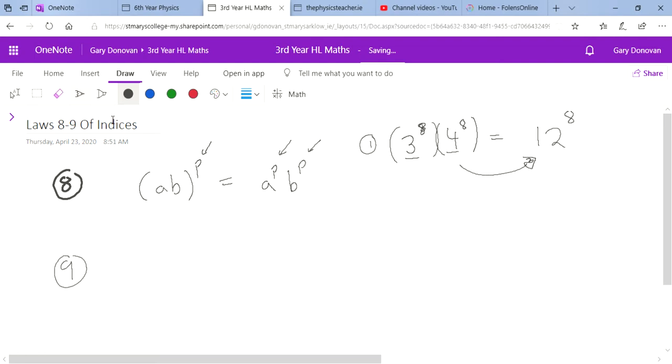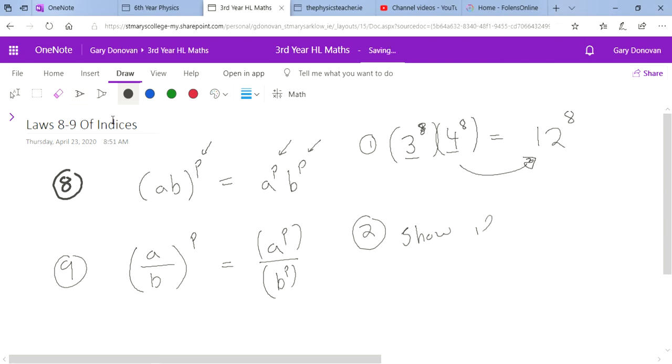Law of indices 9 then is any number a divided by any number b to the power of p is the same as a to the power of p divided by b to the power of p. So again, it's just another way of writing kind of the same equation. So they might ask you to show if 0.75 to the power of 9 is the same as 3 to the power of 9 over 4 to the power of 9.